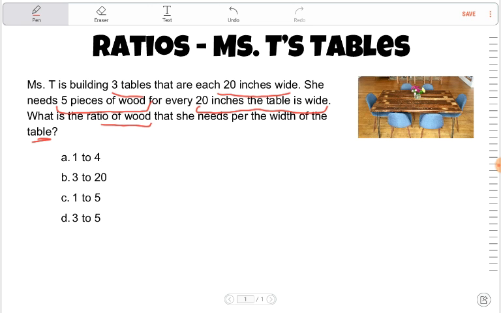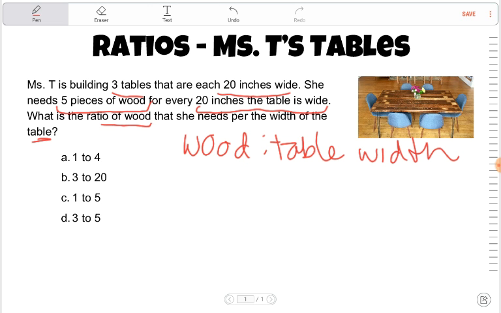Now that order there is really important. We're talking about pieces of wood to table width. Okay, so that's the first thing that you should be writing out: what we need and what our order is. Well, let's get some information from our problem.